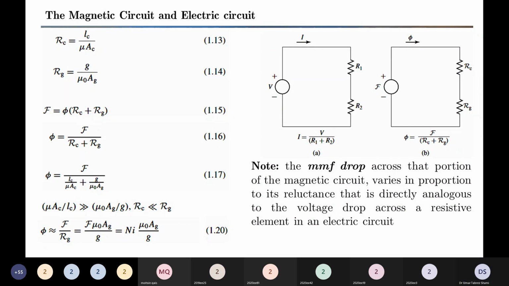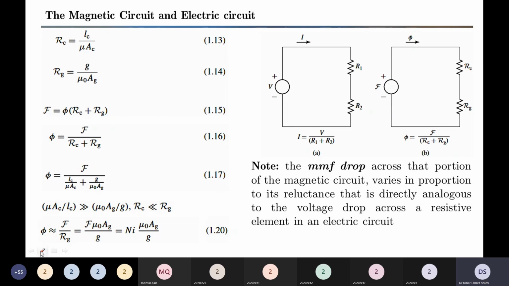And then this simply tells us that by rearranging equation 1.15, the flux is equal to the MMF divided by the sum of two reluctances. Equation 1.16. And then we already know that the reluctance of the core is LC over mu AC, and the reluctance of free space is G over mu naught Ag. This means that the flux can be found as given in equation 1.7.